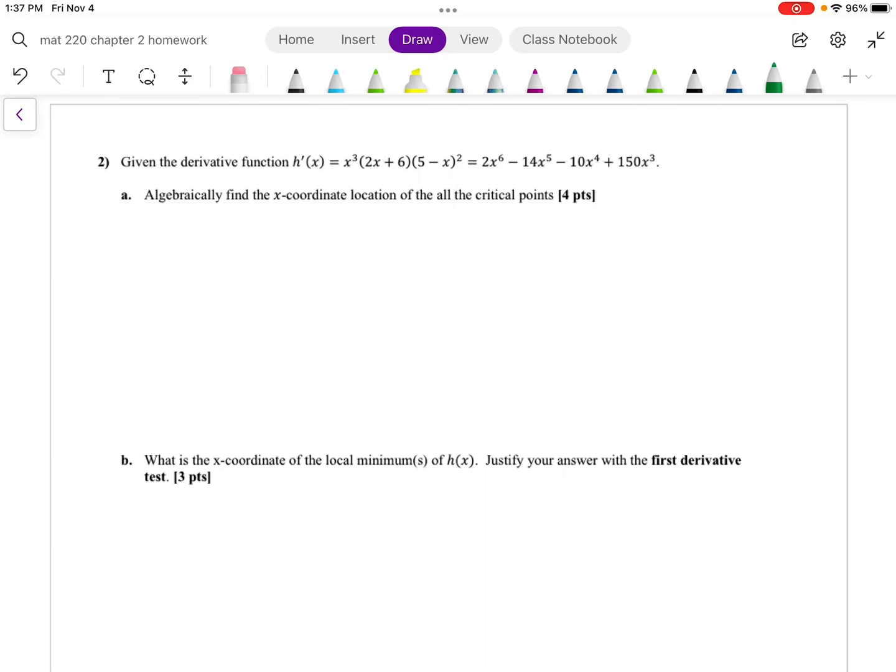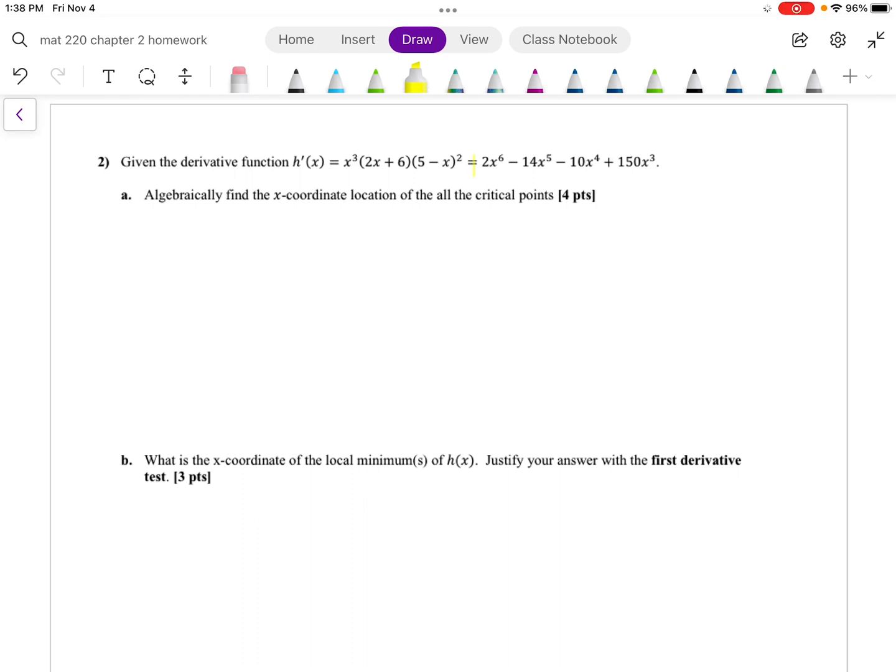In question 2, we are given the equation of the derivative and asked to find critical points and then identify local minimums and local maximums using our derivative tests. Now, I think some people just got confused with the way the problem was written. The purpose of this was actually to make life easier on you.